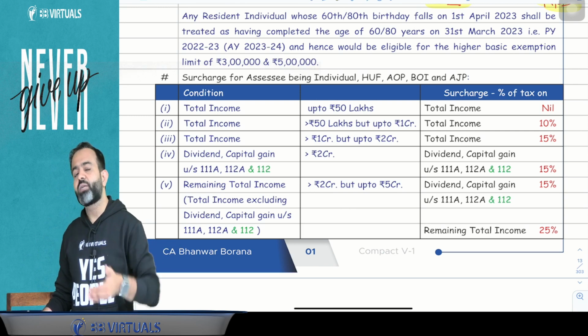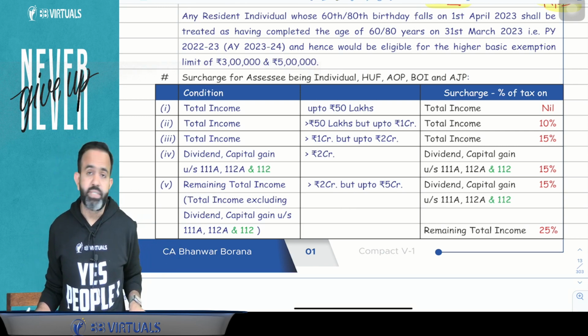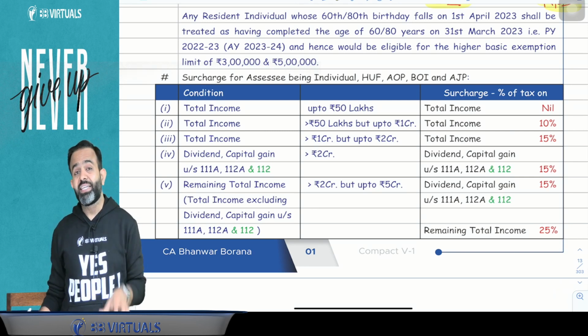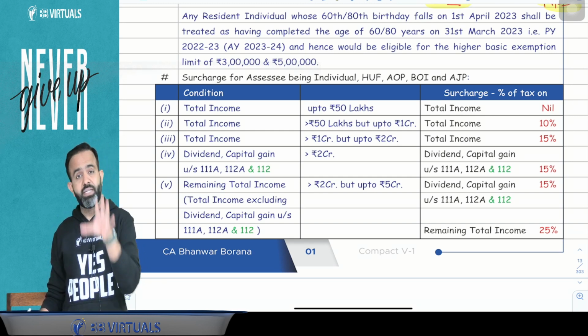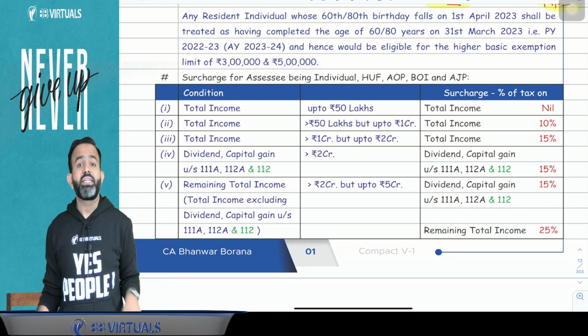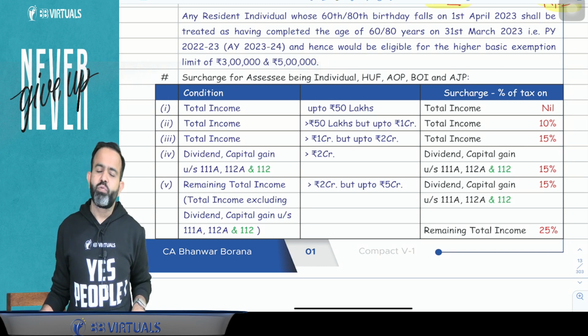But suppose total income is more than 50 lakh up to 1 crore, then surcharge is applicable at the rate 10%. If total income more than 1 crore up to 2 crore, then surcharge applicable at the rate 15%. If total income more than 2 crore up to 5 crore, surcharge applicable at the rate 25%. And total income more than 5 crore, then surcharge applicable at the rate 37%.